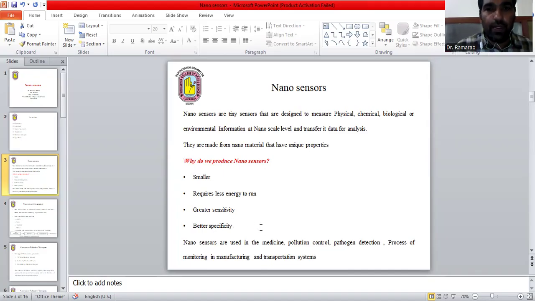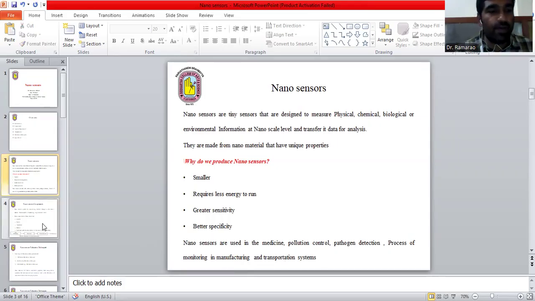Nanosensors are used in medicine, pollution control, pathology labs, and process monitoring in the manufacturing industries, and transportation by sea, road, etc. A nanosensor is used as a sensing device to measure, detect, or sense the chemical or physical properties of matter or nanoparticles at the scale of less than 100 nanometers. They are used for changing the applications and properties of nanomaterials. As I told you earlier, it is used in medicine, pollution control, pathogen reduction, and so on.